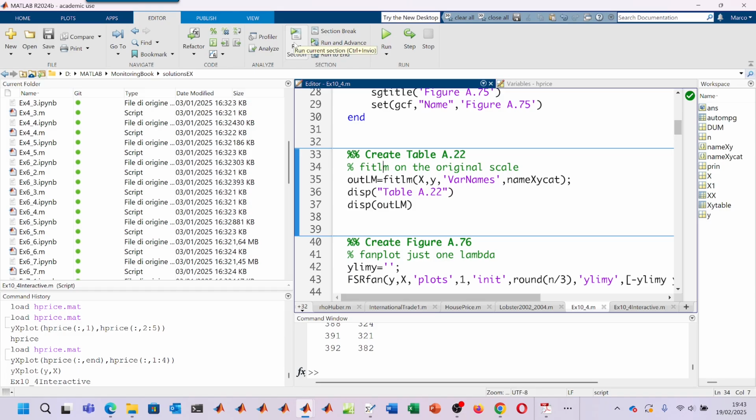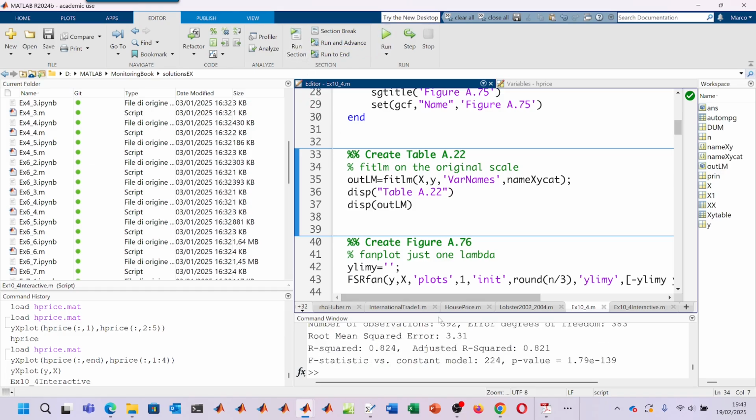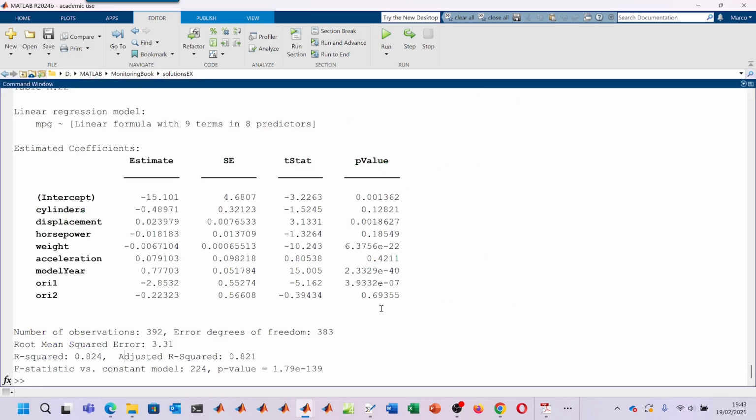We start showing a fit in the original scale, which is our table A22. The value of adjusted R-square is above 80%. Note that not all variables are significant. And indeed, acceleration is one of the least significant. Finally, as concerns origin, there is a level which is significant and the other one which is not.